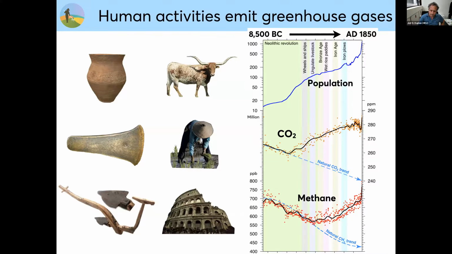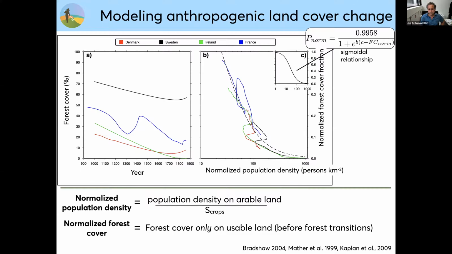So come back to quantitative history. One of the things that I have been trying to do over the last many years is to try to understand how these activities, to quantify precisely what these activities mean in terms of impact on climate and environment. And one of the ways that we've done that is by trying to come up with a model of land use that is a function of population.